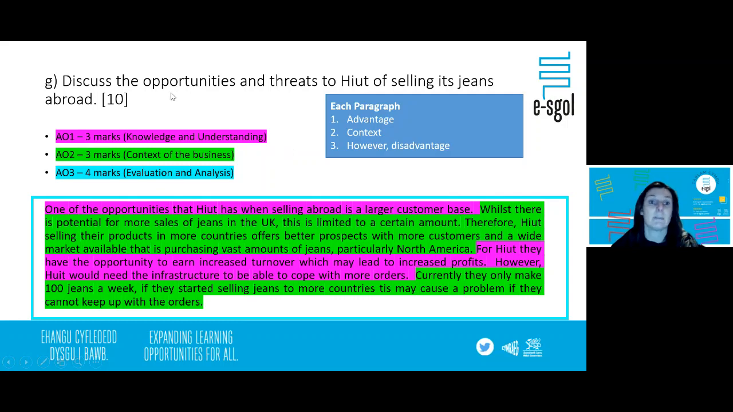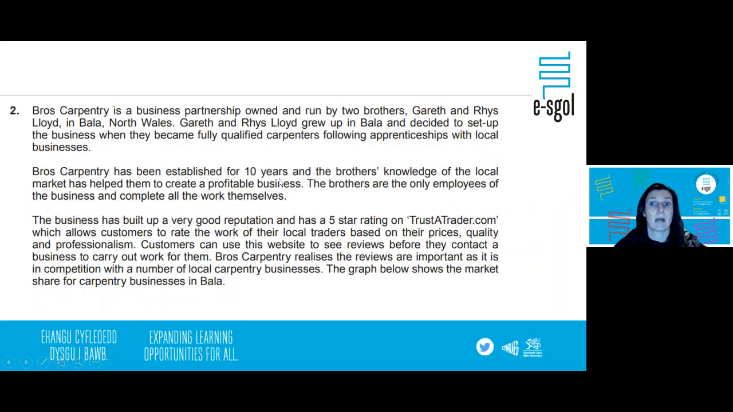So opportunities are basically advantages, and threats are your disadvantages. So it's just another way of saying advantages and disadvantages there. So you should be looking at writing about 3 paragraphs for that. Okay, so that's the end of that case study. So really that should have taken you 45 minutes to write.